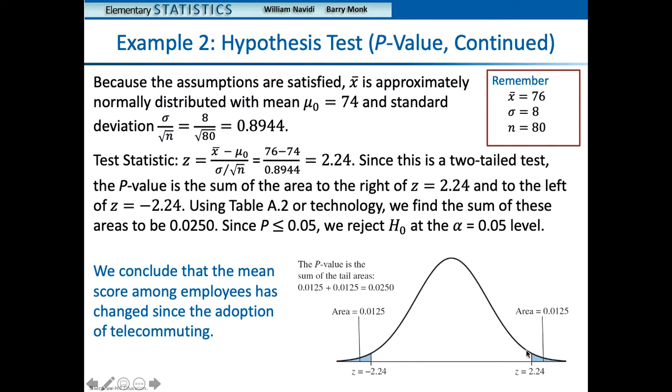So the area of one of the tails is 0.0125. So both tails together gives me a p-value of 0.025. Then we compare that to my value of alpha, which was 0.05. The p-value is definitely smaller than 0.05, so that means we will reject the null hypothesis at the 0.05 level, and we will conclude that the mean score among employees has changed since the adoption of telecommuting.